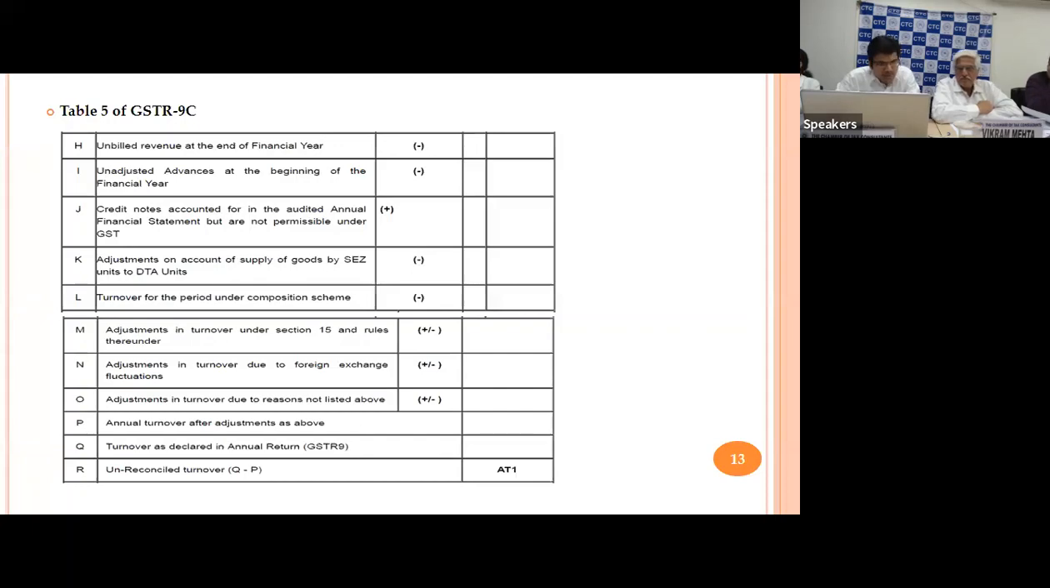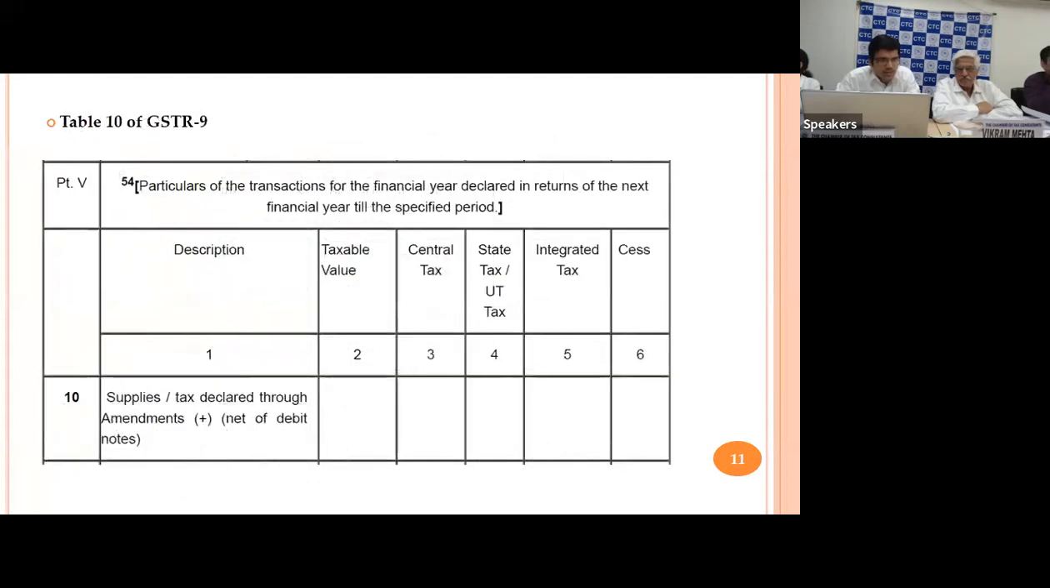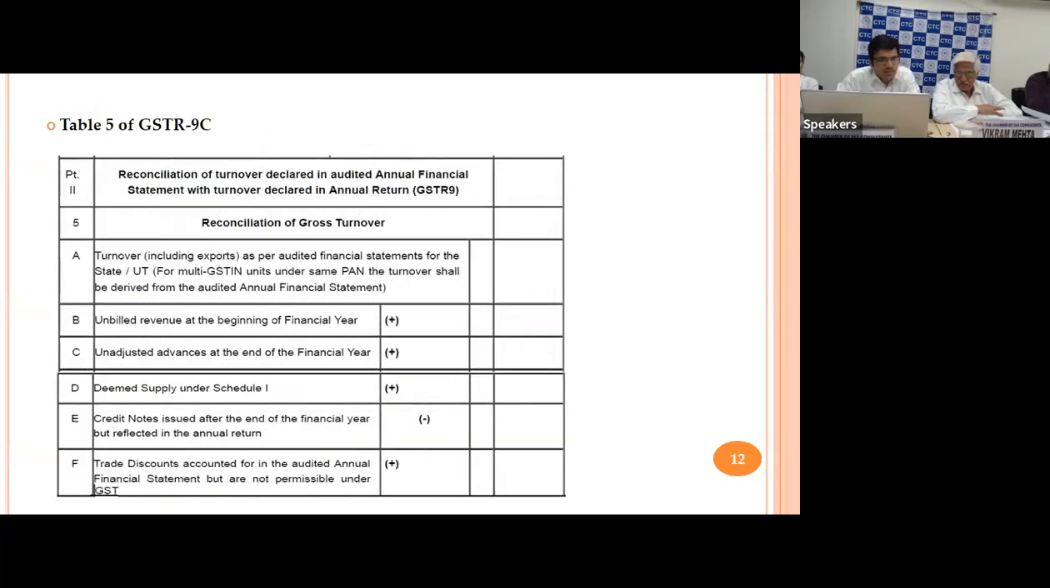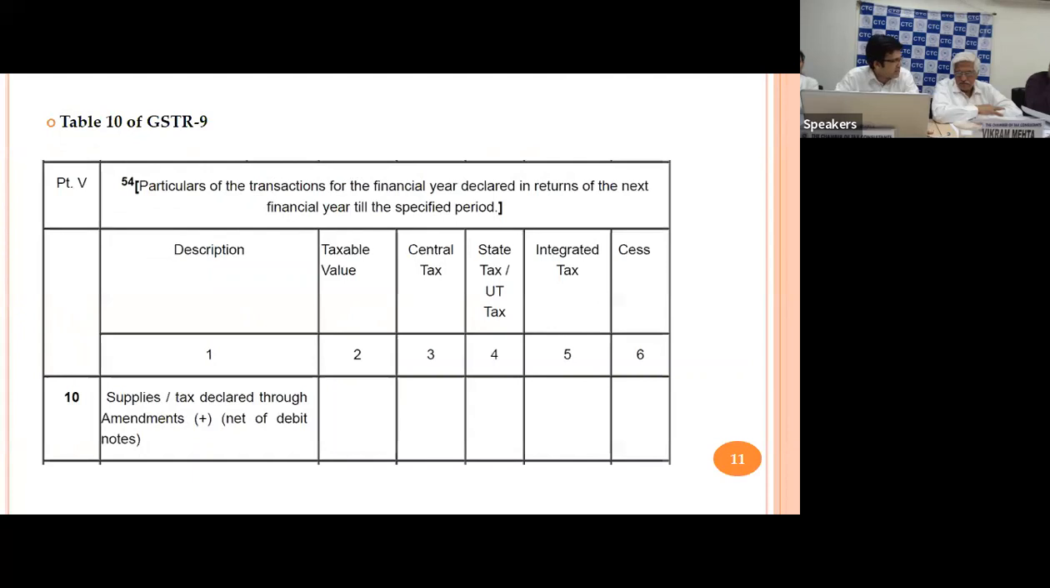The other way of looking at it is we ignore the heading of this table 10. Although it says transactions declared in next financial year till the specified period, yet we show that amount in table 10 itself, and the effect of that will be your total of GSTR-9 will be 120 rupees, and your total of 9C will also be 120 rupees, and there will be no difference. So these are the two ways of presenting it. We can discuss on this.